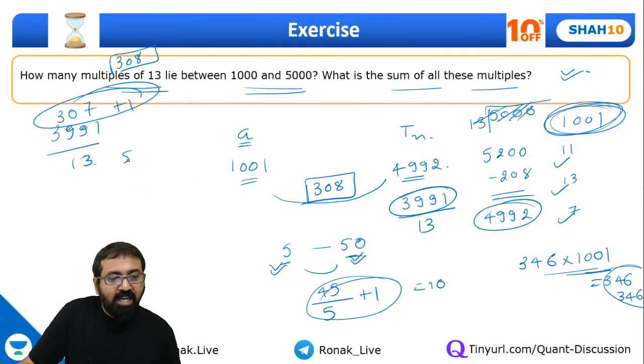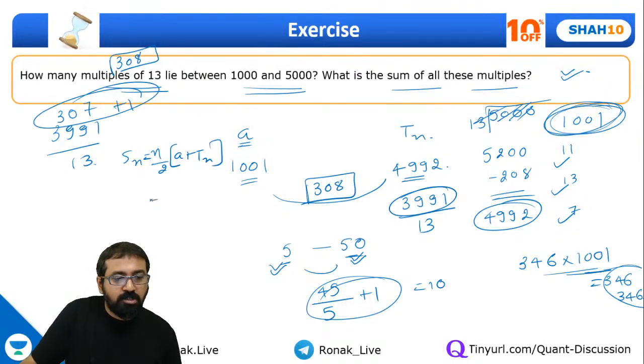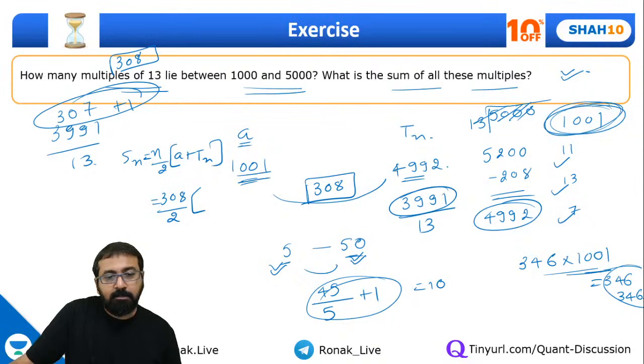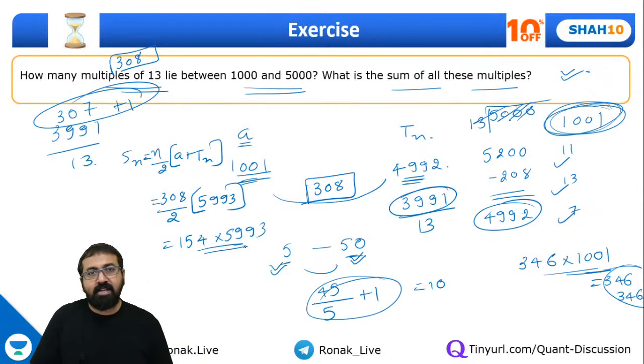So the sum of n terms is equal to n by 2 in the bracket first term plus last term. So just apply this formula. What is n over here? 308 divided by 2, in the bracket this plus this. So it will come out to be 5993. This is going to be slightly complicated. So this is 154 into 5993. So use a calculator now and get the answer.